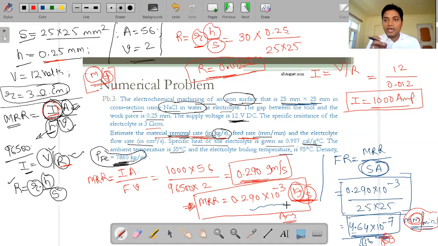Exactly, we have to use density. Whatever value of MRR you have calculated here is in kg per second. But if you are putting this here, then you have to convert that into mm cube. Then it will become mm cube per second, and this will cancel out, giving mm per second. Finally you can divide by 60 so that you get mm per minute. So next, what you have to do is.